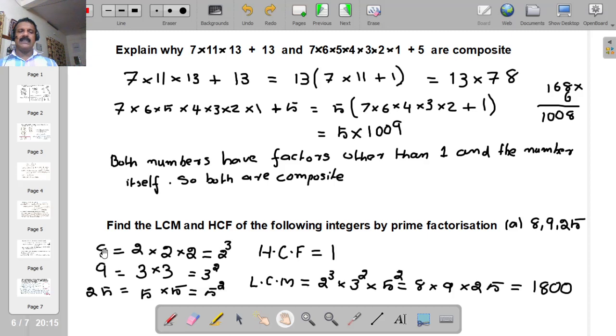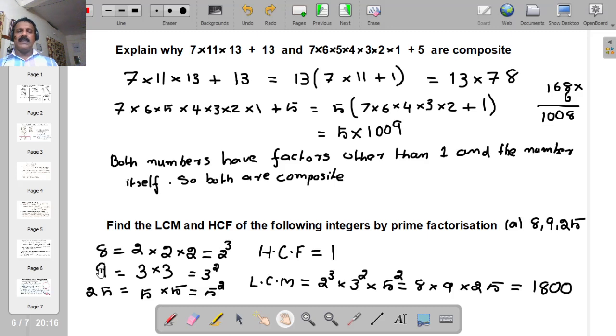We can see that these three numbers have no common factors. So their HCF is equal to 1. So these three numbers have no common factors, and their HCF, highest common factor, is 1.